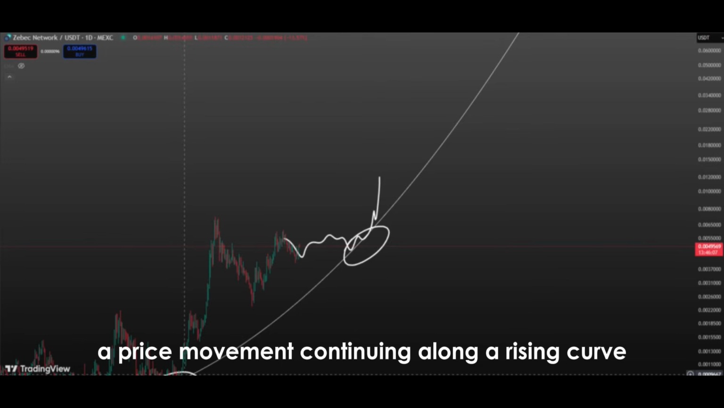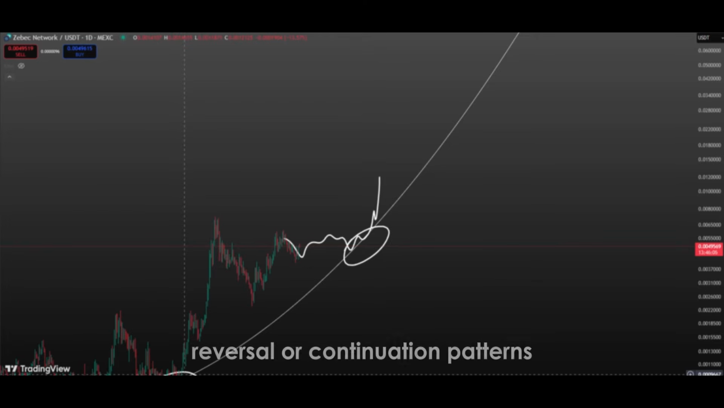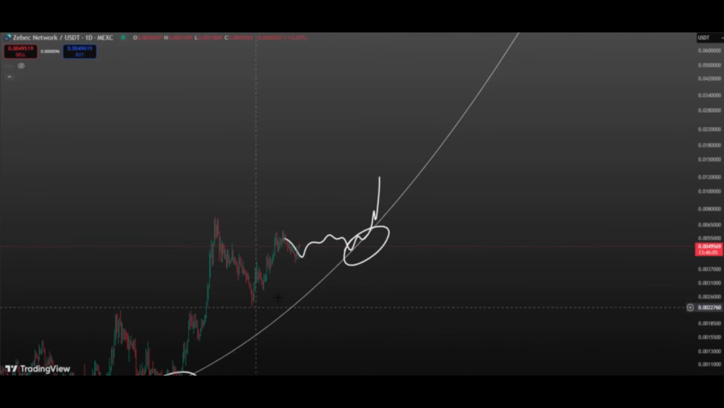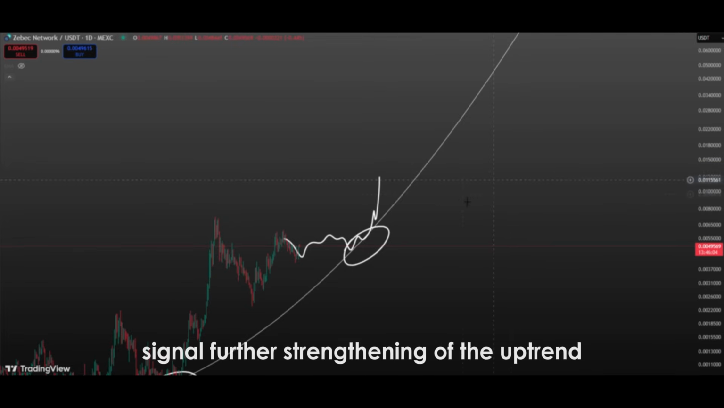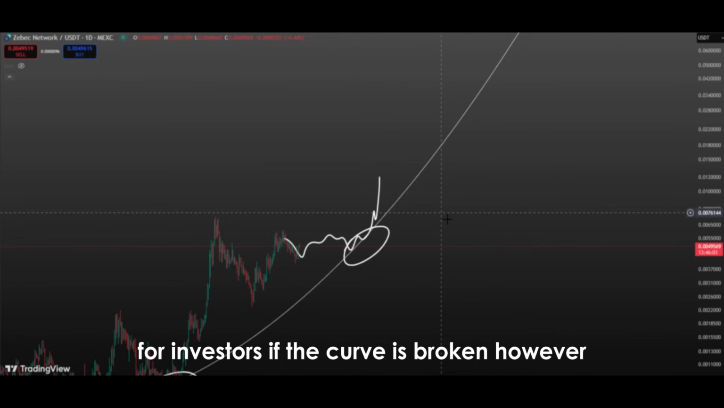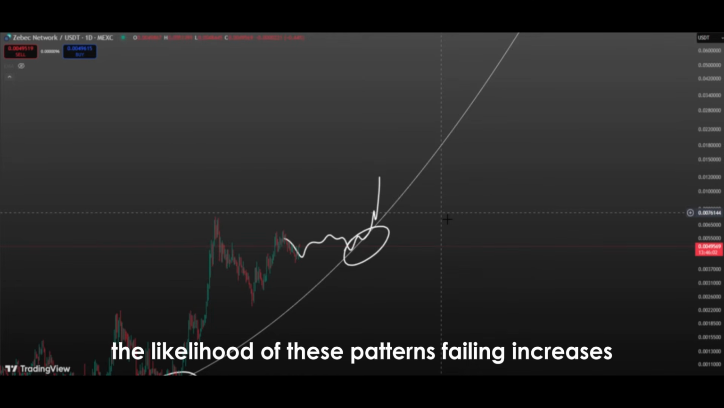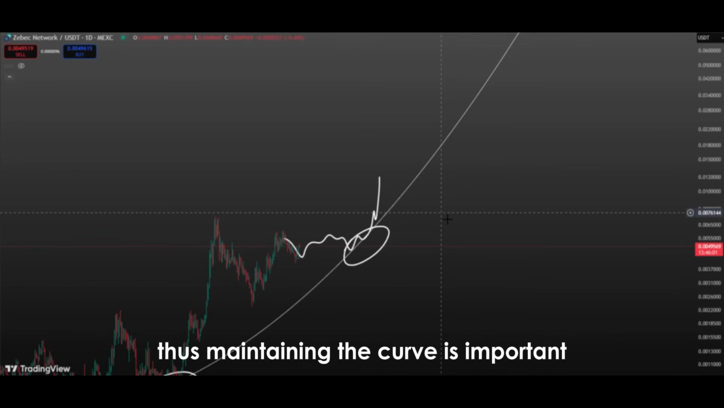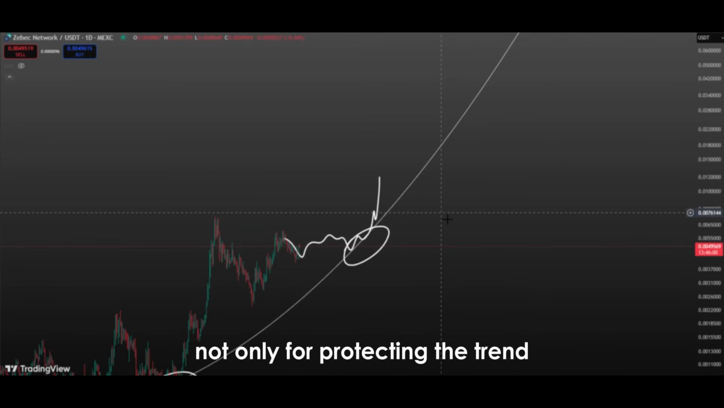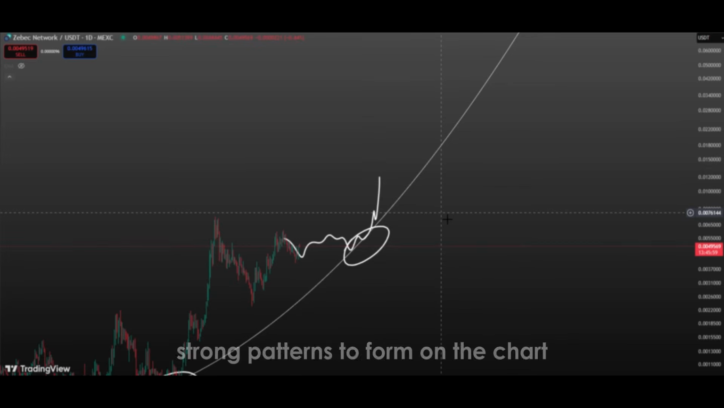For example, a price movement continuing along a rising curve supports the formation of strong reversal or continuation patterns, such as the cup and handle or the inverse head and shoulders. These patterns signal further strengthening of the uptrend for investors. If the curve is broken, however, the likelihood of these patterns failing increases, which undermines market confidence. Thus, maintaining the curve is important not only for protecting the trend, but also for allowing strong patterns to form on the chart.